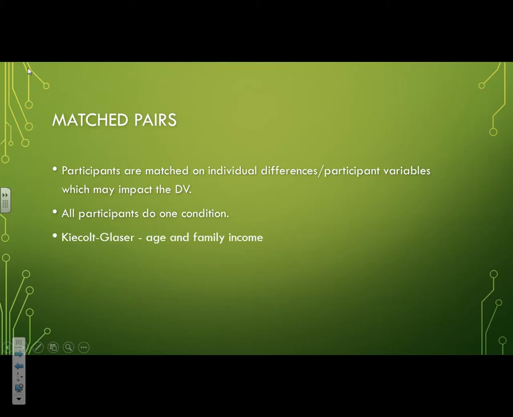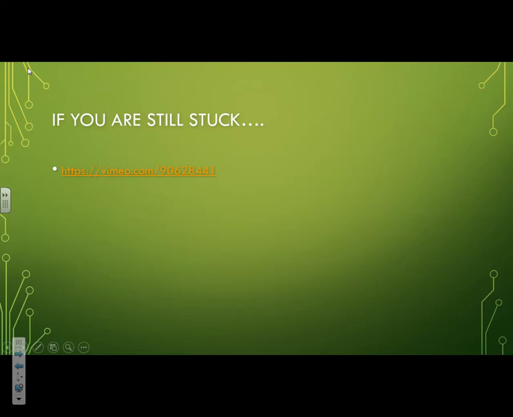The example here is Keelcott and Glanzer with age, where they were matched on age and family income. If I remember correctly, they were given a cut, and they were observed to see how long that cut took to heal. They were matched on age, matched on family income, it was based on different levels of stress, I think. So they were matched on something, and there's the information on there. If you're still stuck, have a look on that link and it will show you. Have a look in your books, have a look on the internet.